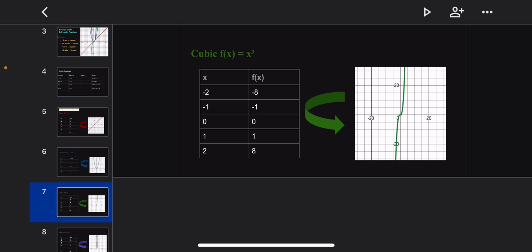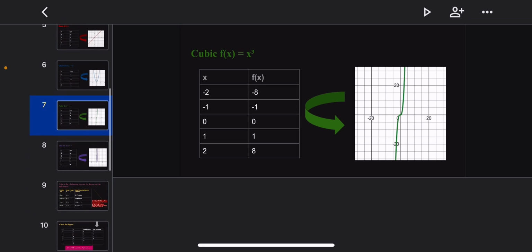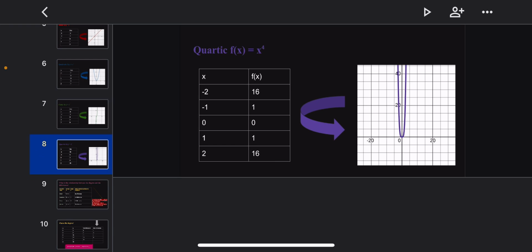Cubic function equals x cubed. The same idea. You evaluate, raise to the power 3. This is an S-shape. It must be an S-shape. The quartic function has a W shape. Here it's not that obvious, but it's a W shape. The same idea. You evaluate, raise to the power.